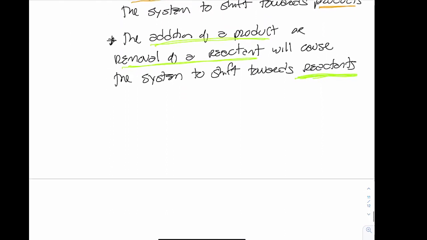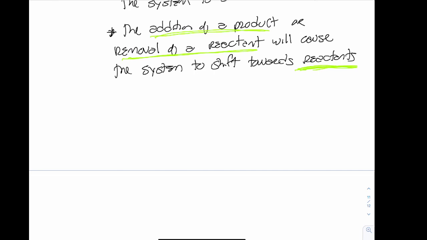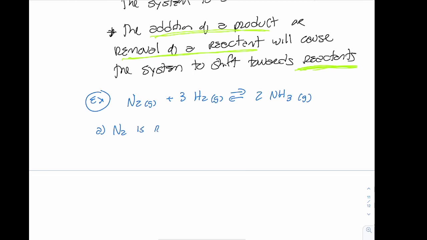An example for us. I'm going to have N2, which is a gas, plus 3 H2, which is also a gas, going to 2 NH3, ammonia, also a gas. Then our question is, which way will the equilibrium shift if nitrogen, that's N2, is removed?